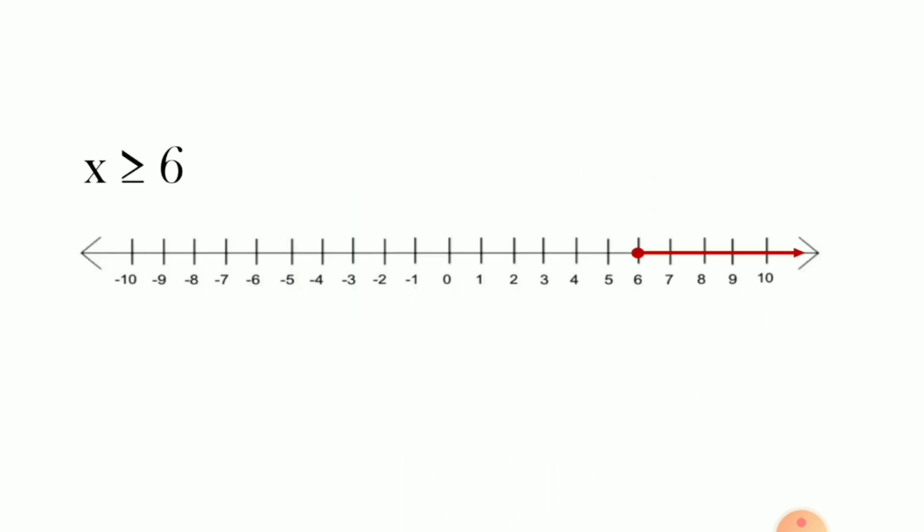Then, the graph now is this. Since the inequality symbol we use is greater than or equal to, then we use a closed circle or a shaded circle. Meaning to say that the values which are equal to 6 or greater than 6 are the solution set of the linear inequality.